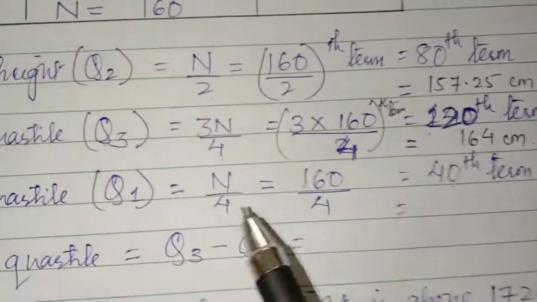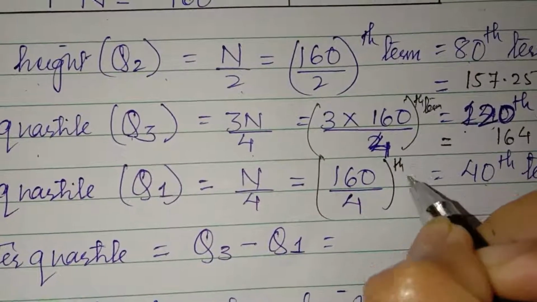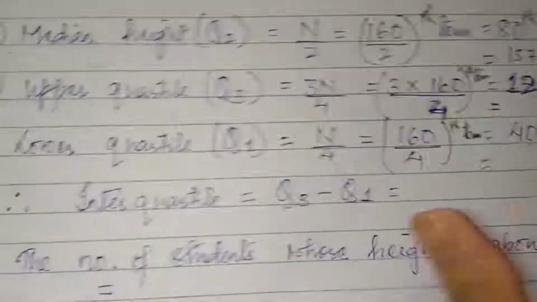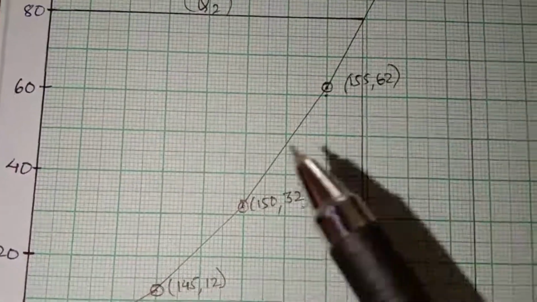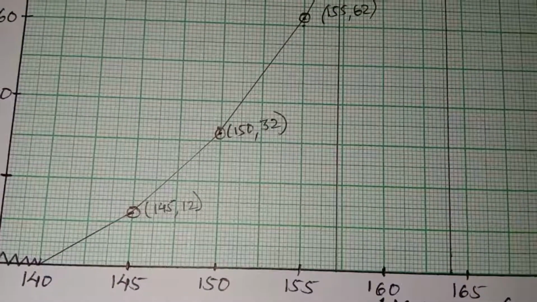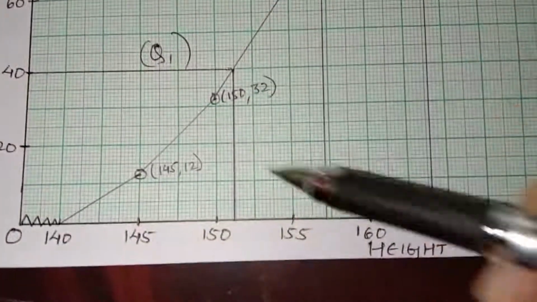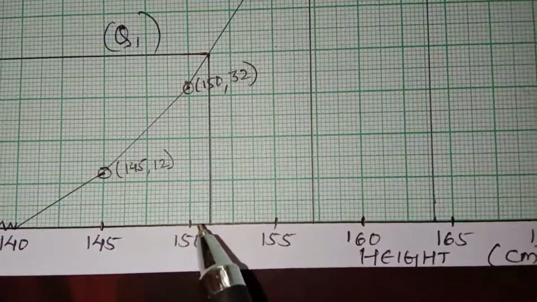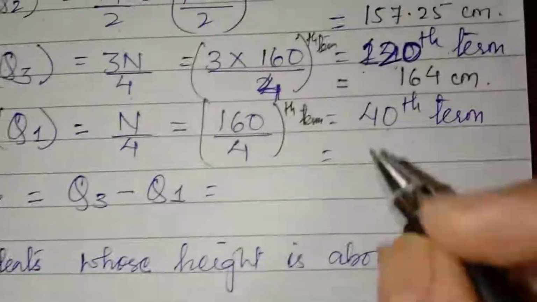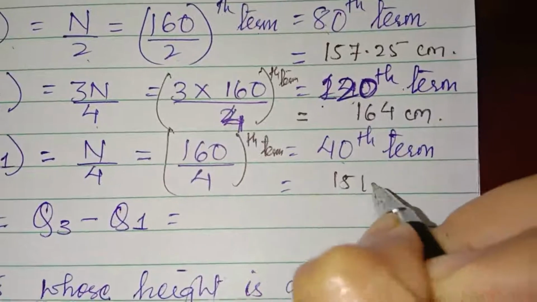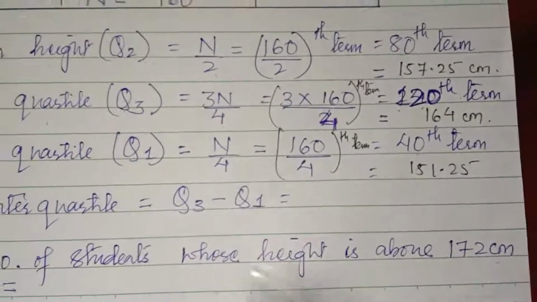Similarly, we will find the lower quartile. Lower quartile is the 40th term because the formula is the n by 4th term. So 160 by 4 is the 40th term. From 40 we will draw a line, the process is the same, then we will drop one line on the x-axis. Now this is the lower quartile Q1. So now we will count here 1, 2, 3, 4, 151.25. So here it is 151.25.